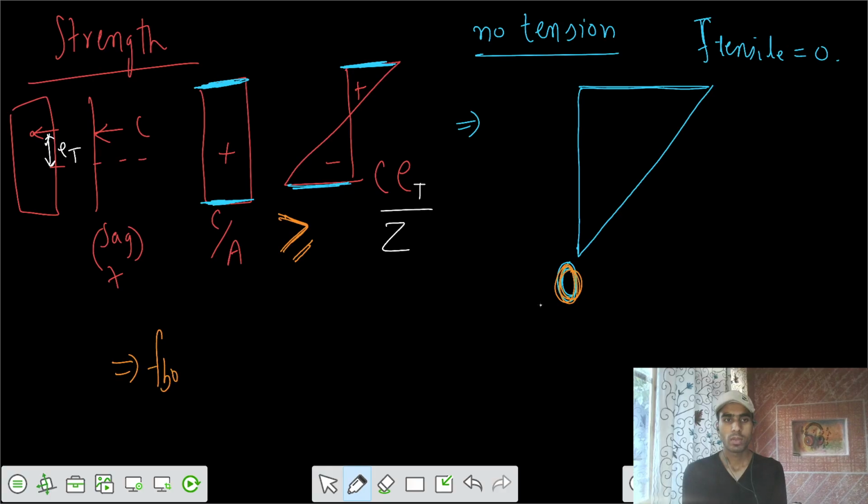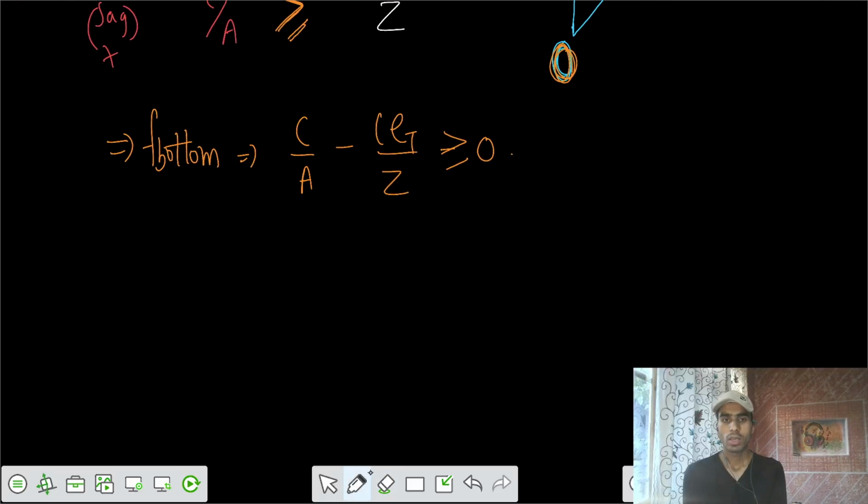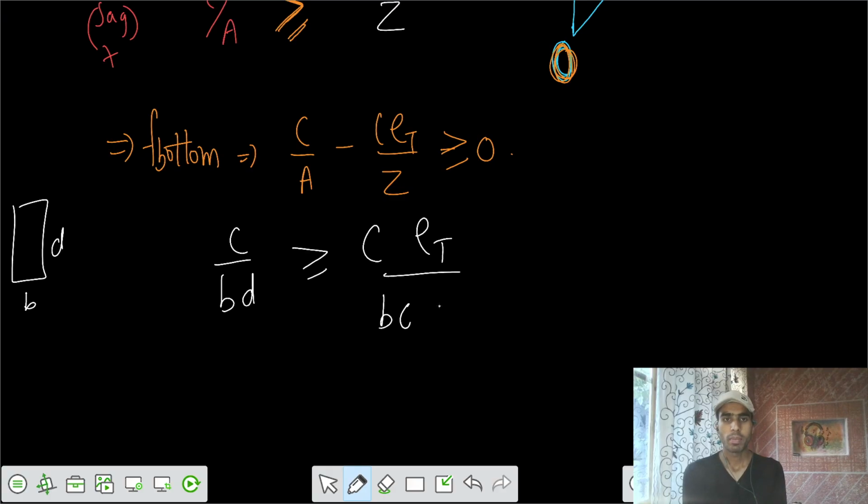F bottom, if I calculate the F bottom, that is C by A, then we have minus CET by Z. That should not be less than 0, or I can say that should be greater than or equal to 0. So if we talk about that cross section, we have this B and D. So I would say C by BD should be greater than or equal to C ET by BD squared by 6.